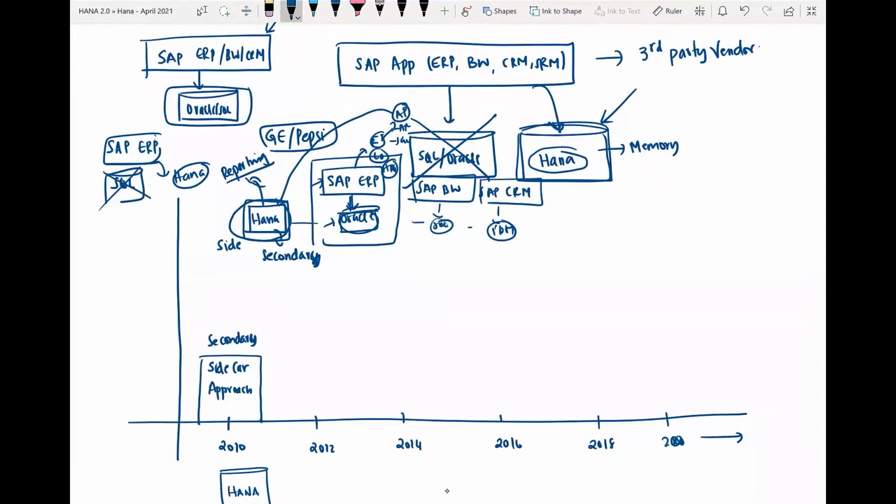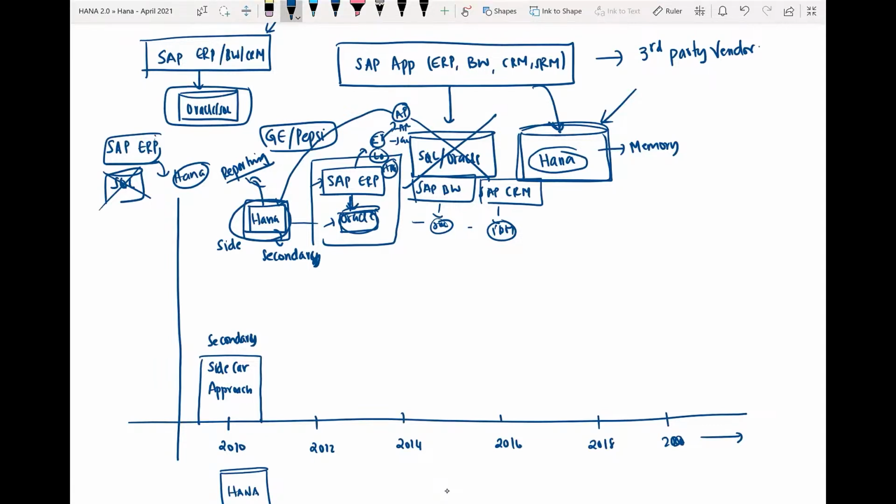Yes, the application is very powerful, right? Because it is now complemented with so many other applications, ERP, CRM, BW, and so on and so forth. The application is very powerful. It's very sleek and very powerful and very efficient. But if it doesn't have the similar power in its underlying database, it's going to be limited by that capability, right? That was the main problem.